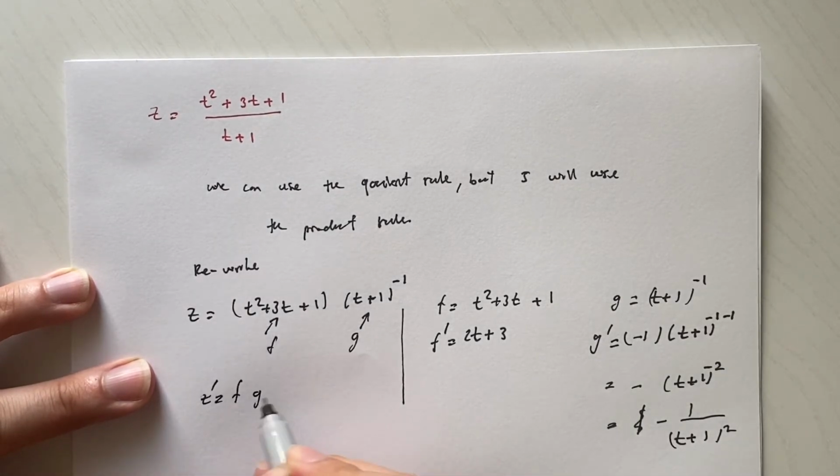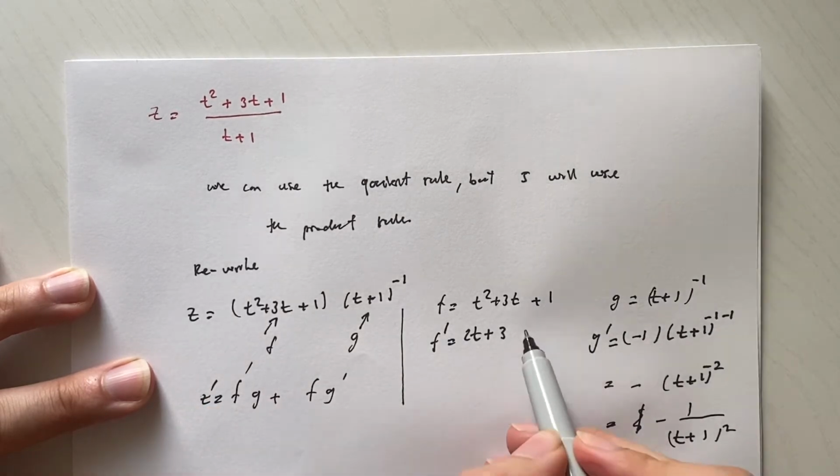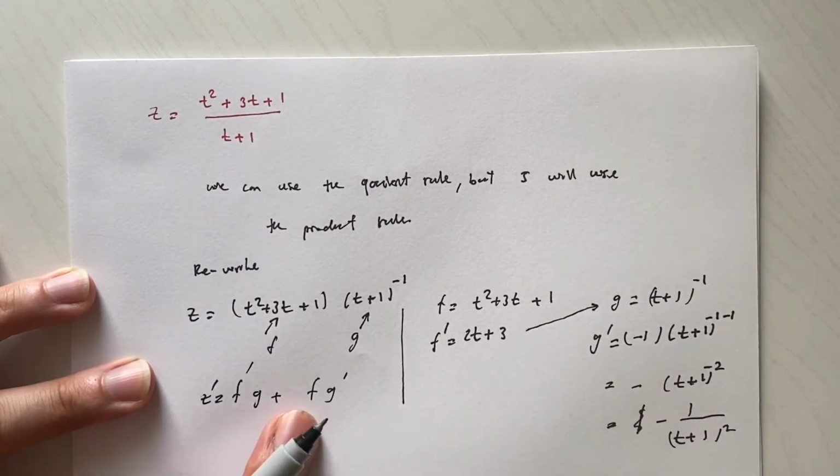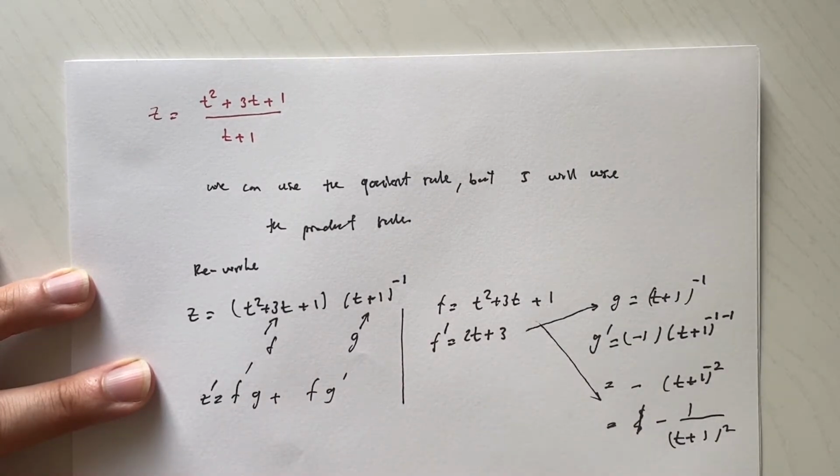So z prime gonna be f prime by g plus f by g prime. So the first term is f prime by g, and then the second here is f multiplied by g prime.